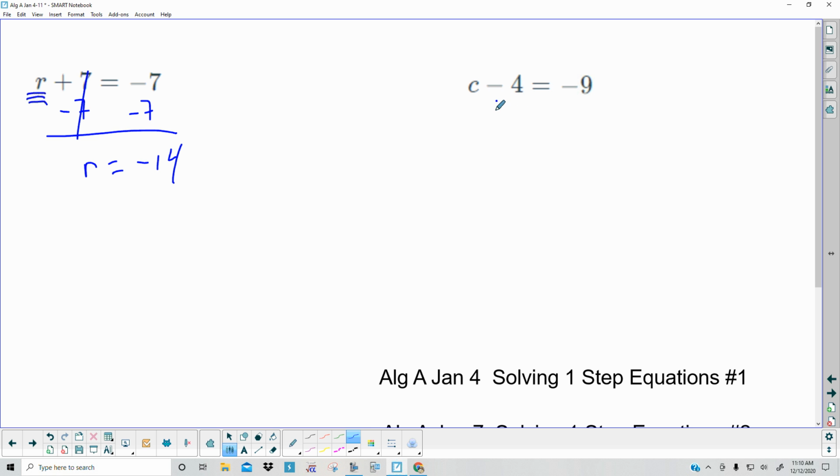You're subtracting 4, so I'm going to add 4 to both sides. So c is equal to negative 5.